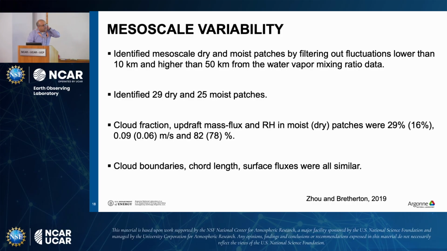We can go on for 5 more minutes. So we looked at mesoscale variability. We use a technique from Zhao and Betterton, 2019. They basically use a time series of water vapor mixing ratio at a certain level, and you filter out any perturbations less than 10 kilometers and more than 50 kilometers, right? So you are looking at this sweet spot in between, and you subtract that out, and you get these mesoscale dry and moist patches between them. You get this perturbation, right?